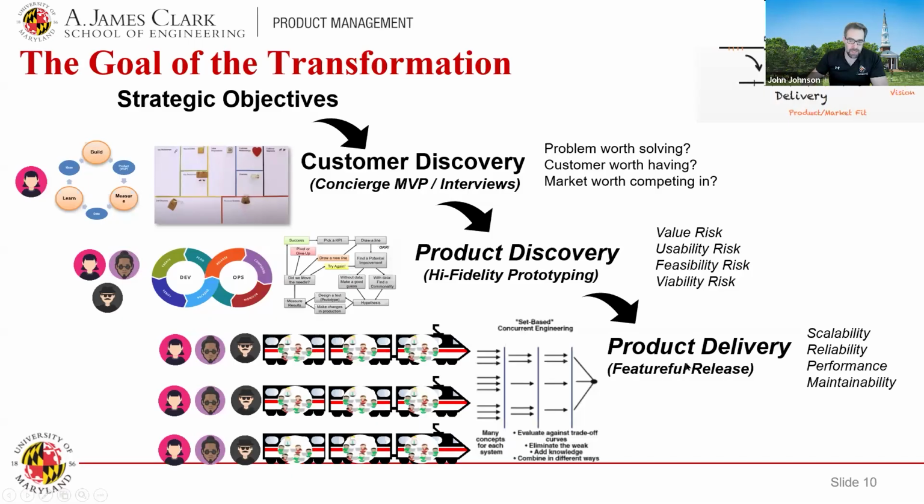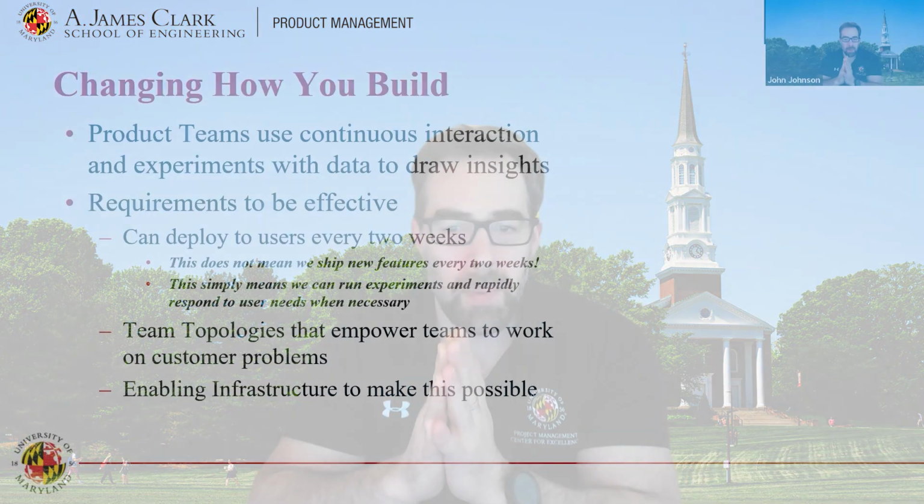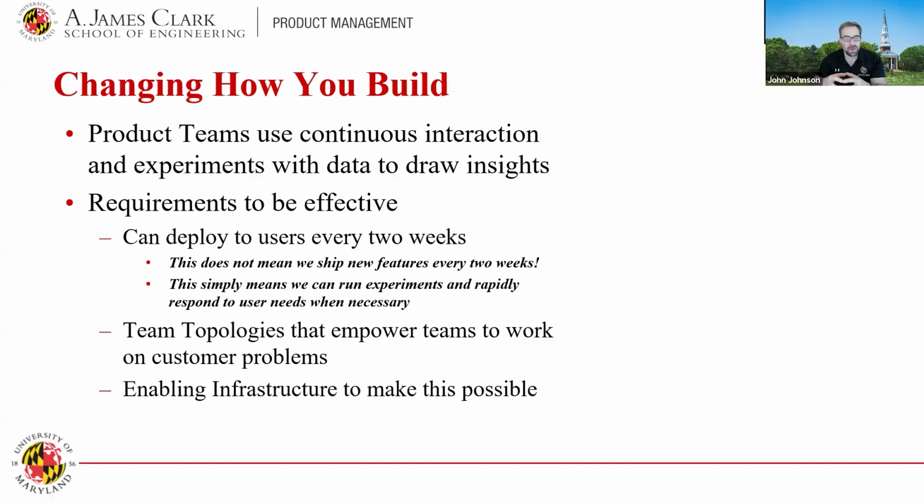And then for product delivery, we'll talk about this in our next webinar, where we're going to get into the details of how do you do featureful releases at scale on cadence to achieve these goals of all the ilities: performance, maintainability, reliability, scalability. So we'll get there. But today we're going to focus mostly on those aspects that lead up to that delivery. And reminder, this is not waterfall. So let's talk first and work our way backwards about how you build. Changing how you build is step one to transforming into the product model.